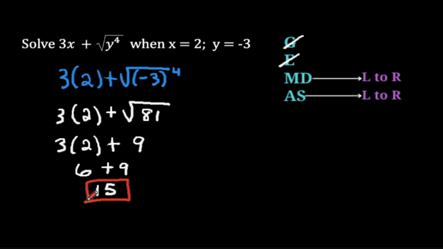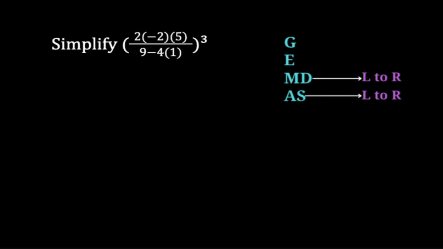Okay. So let's go over one last example. Okay, so for this last problem, we must simplify 2 times negative 2 times 5 divided by 9 minus 4 times 1, all raised to the 3rd power. And so notice that we have grouping symbols, specifically parentheses here. So let's perform the operations within the grouping symbols, starting with the numerator, then the denominator. Okay, so I'm just going to rewrite this like so.